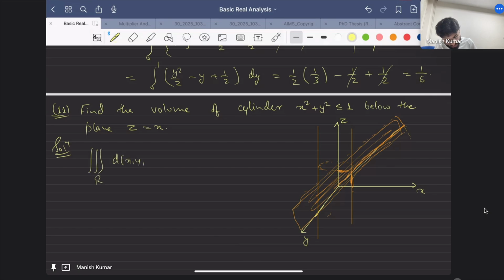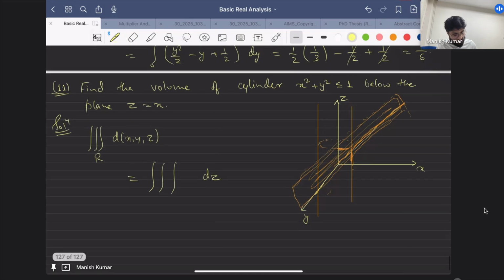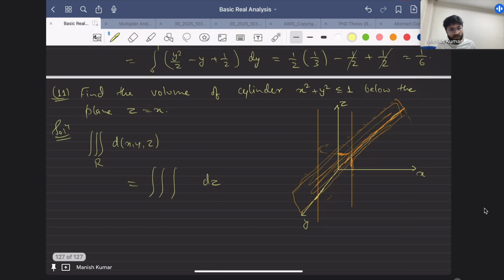So one way would be that you just do it as you do in Cartesian coordinates. So how will you do that? So the dz, where z is varying from where to where? x square plus y square less than 1, and z from 0 to x, sir.